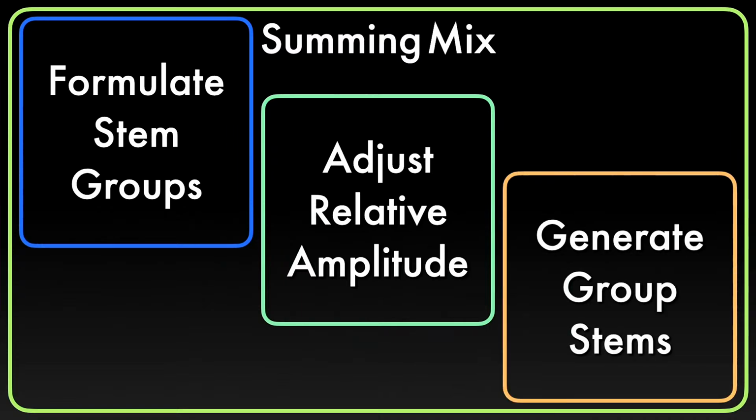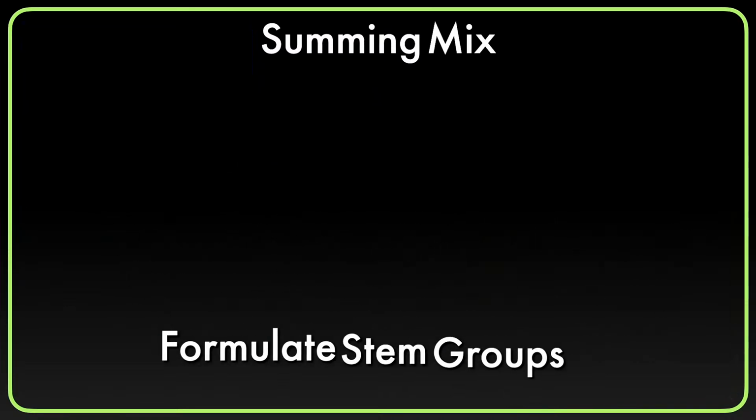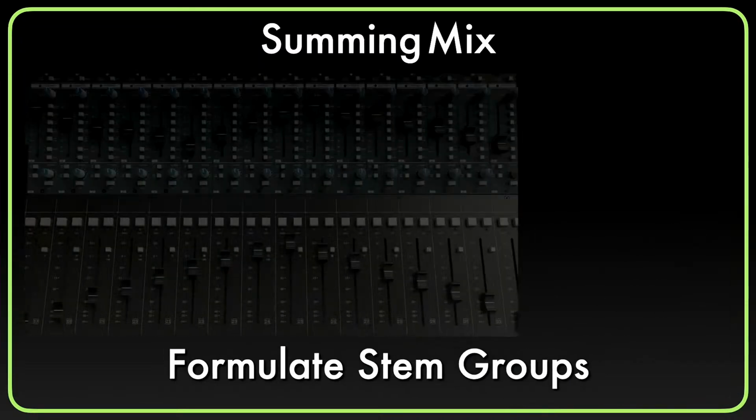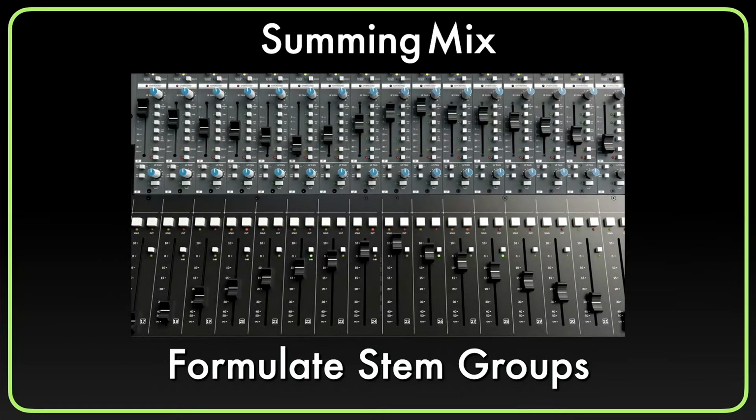And then the other one is actually generate those group stems. And there's a few ways of doing that, especially in modern times with computers, and especially if you're mixing in the box or you're doing a hybrid mix. So formulating stem groups is pretty straightforward. So this is kind of the pre-planning, and it's kind of like film production where you want to do storyboarding. So you want to know what's going to go where.